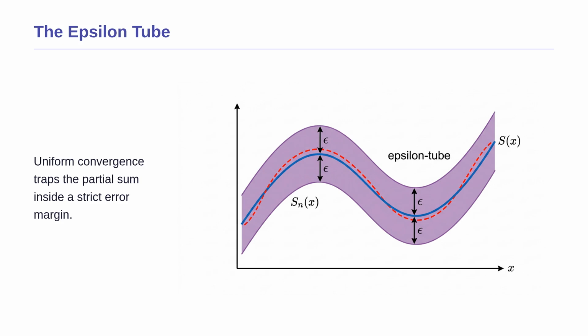To truly understand why this proof works, let us look at it visually. The shaded tube represents our tiny error margin, epsilon, around the final sum function. Because the convergence is uniform, the entire graph of the partial sum eventually gets trapped inside this tube and never leaves it, no matter where you look on the horizontal axis. This strict trapping mechanism is exactly what forces the final sum function to behave nicely and stay continuous.